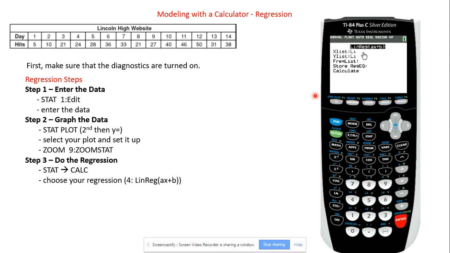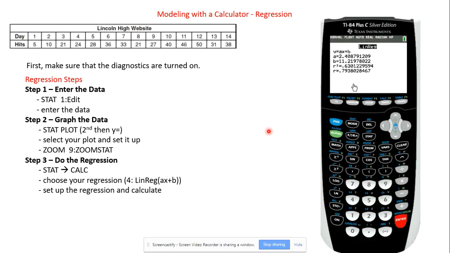Then we need to set it up. List 1, list 2. For the stored regression equation, we want to put in y1. To get to y1, we do alpha, trace, and it pulls up this window and it's y1. If you have an older calculator, we can get to it too. It's different. Then we can calculate.